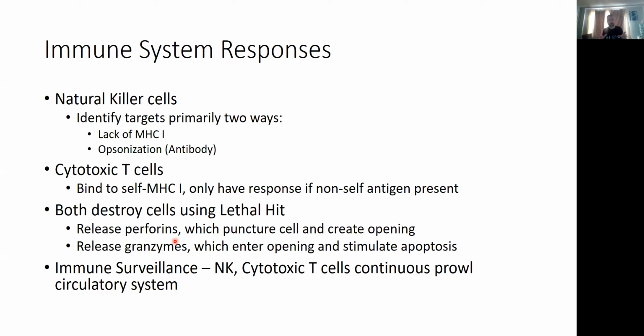Those holes then, okay, rather than just being stabbed a whole bunch of times and causing the cell to burst like we see with complement, those holes are going to be places where granzymes, the second thing that we release, pass through. And what granzymes do is they enter the cell, okay, and they basically cause it to commit suicide. We stimulate apoptosis in the target cell. And that's what the lethal hit is, and that's what we see with both NK and cytotoxic T cells.